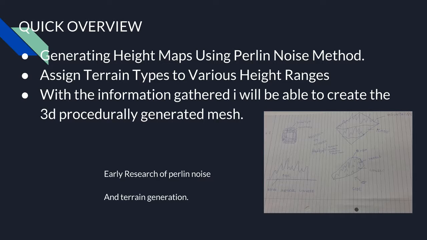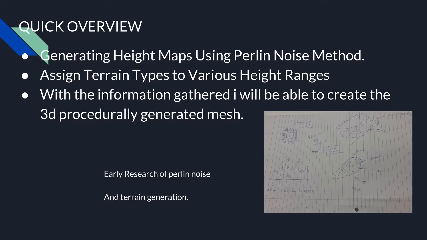With that information gathered, I'll be able to create the procedurally generated mesh, in this case the mountain. So let's say various height ranges will produce different kinds of meshes.